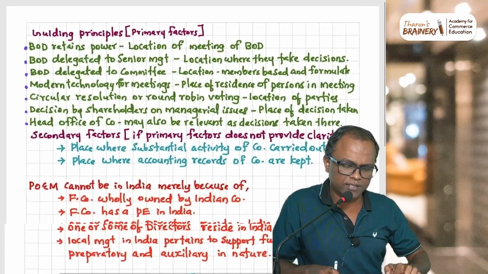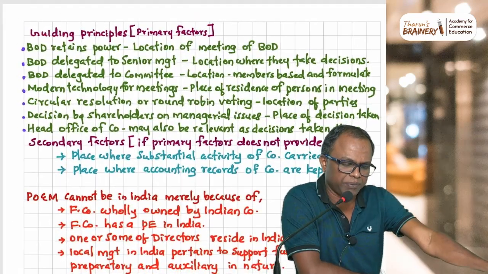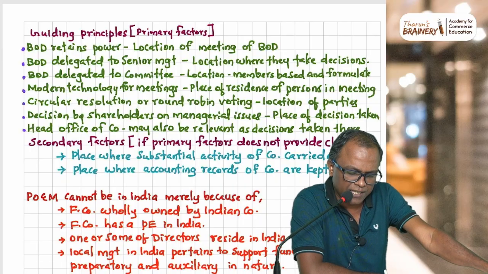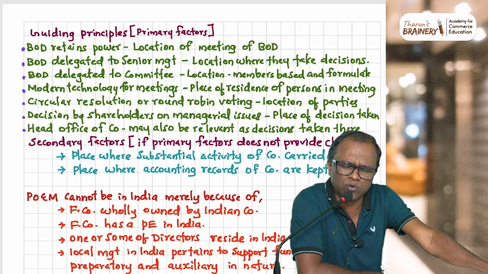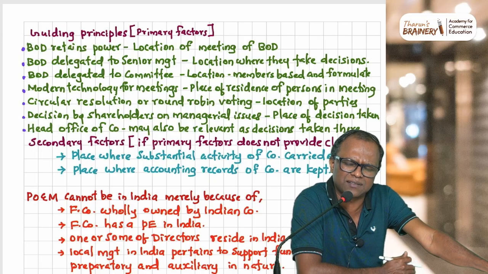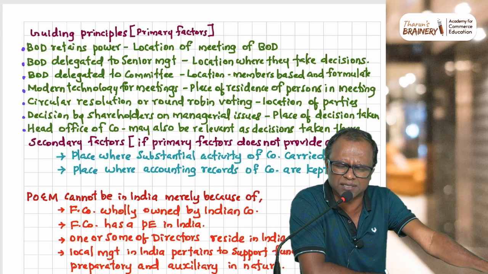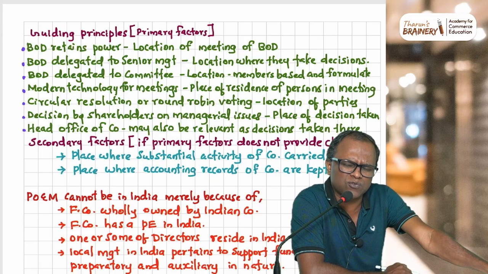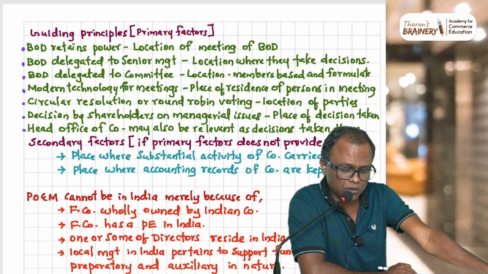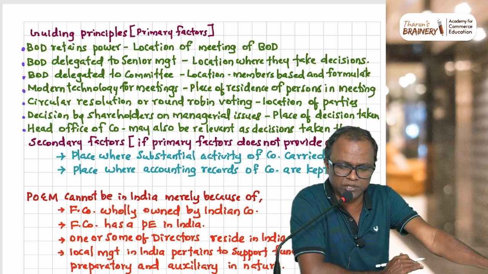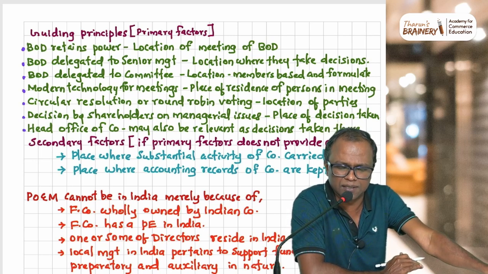And if all these primary factors are not helping to find out the place of effective management, you can go to the secondary factors, because we couldn't find out the board meetings, we couldn't find out the real persons who are taking the decisions, or the location of those persons at the time of that meeting or at the time of taking the decision. So primary factors won't help. Okay, go to the secondary factors. If all other details are not available, then find out where the substantial activity of the company is carried out. That should be taken as the POEM.